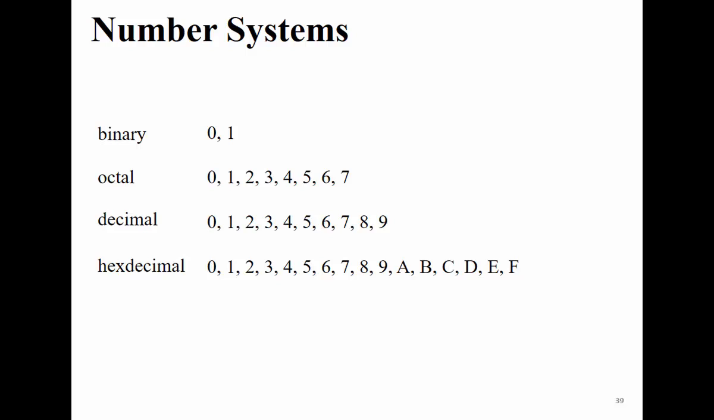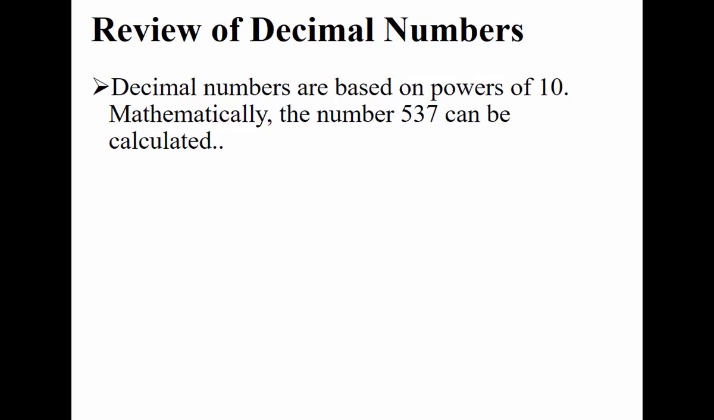We have the hex. Hex starts from 0 up to 15, but after 9, we start using letters: A, B, C, D, E, and F. F represents 15, A represents 10, and so on. As we saw in the previous slide, we created a function that receives an integer and returns the hex digit.